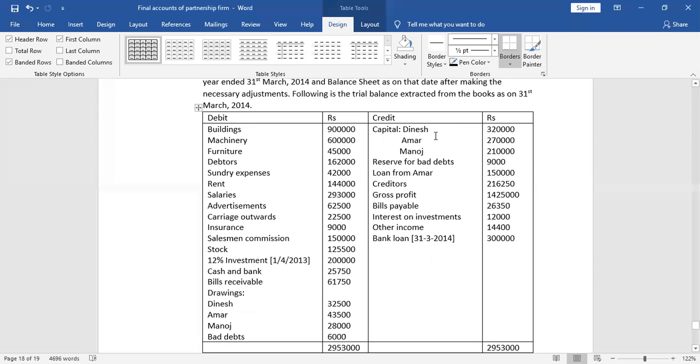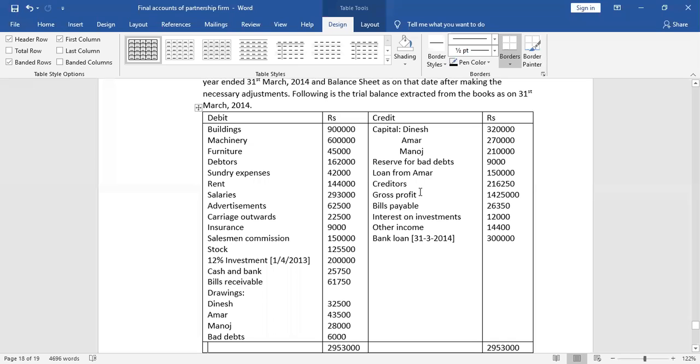Then on the credit side, capital balances are given. Reserve for bad debts, P&L account. Loan from Amar. Amar is the son of a partner who has given a loan to the business. Creditors. Then there is gross profit, which is directly given. This stock will be closing stock, so it will come only in the assets. And this is gross profit.